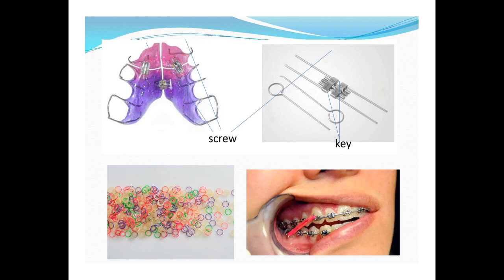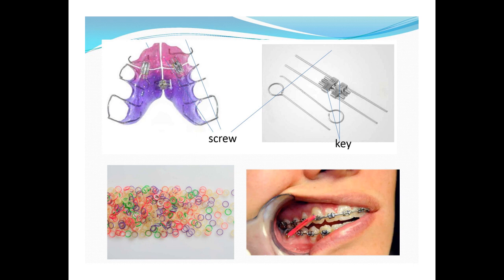Then the next active component is the screw. Screws we see in our daily lives. The same can be incorporated in appliances, except that the size of the screws is small. As you can see, the acrylic plate is split, and on either side we have the screws attached. You have a key, so the patient is made to come every 1 week or 2 weeks, and the screw is tightened or loosened depending on the condition of the patient. So the screw causes some tooth movement.